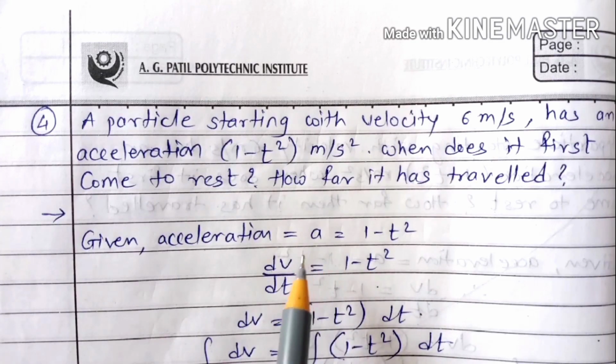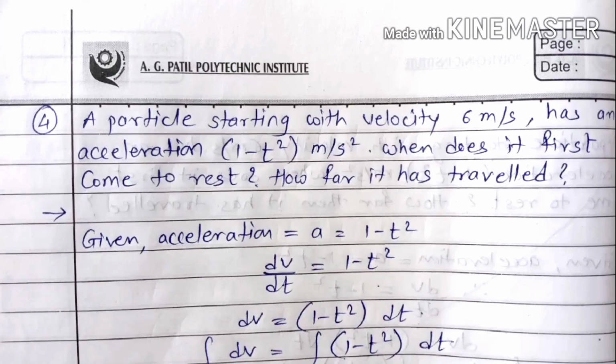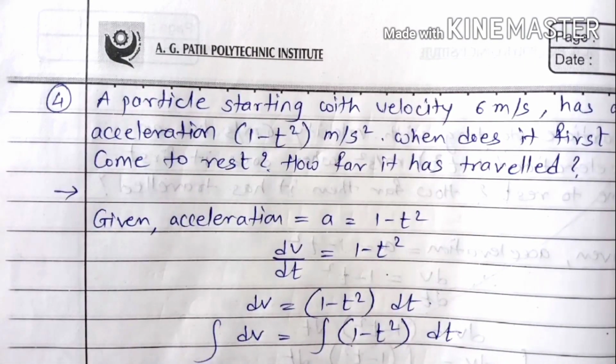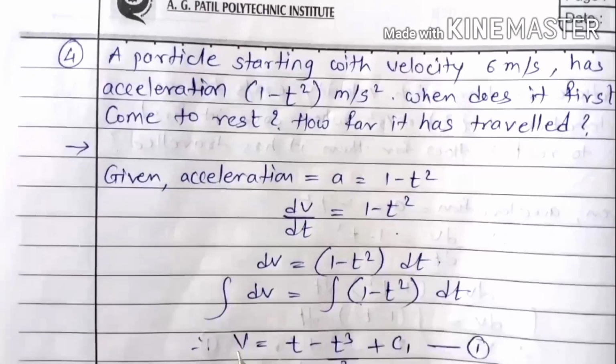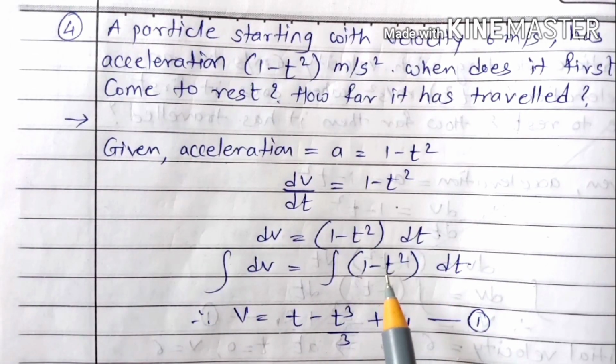As we know, acceleration is the change in velocity. Therefore, we write dv by dt equal to 1 minus t square. Now we shift dt to the right side, then dv equal to 1 minus t square into dt. Here we separate the two variables dv and dt to the opposite side. To solve this, we integrate. Integration of dv is v, integration of 1 is t, integration of t square is t cube by 3, and the constant of integration is c1.